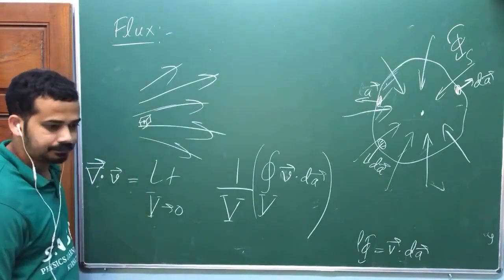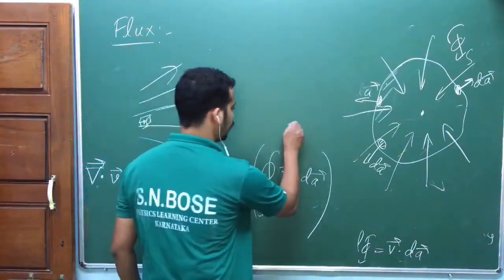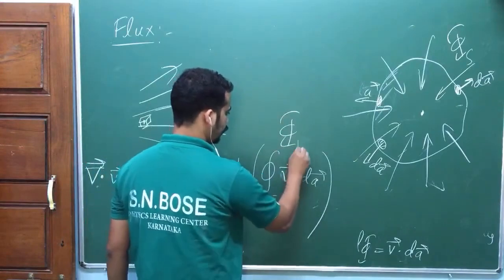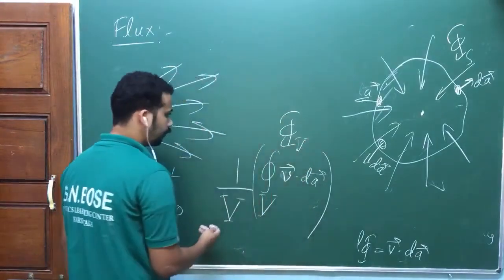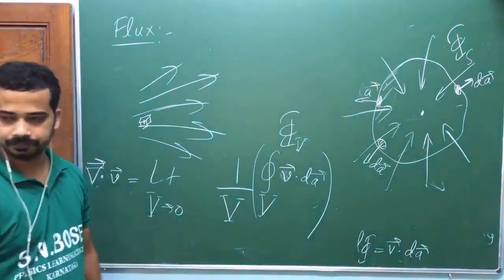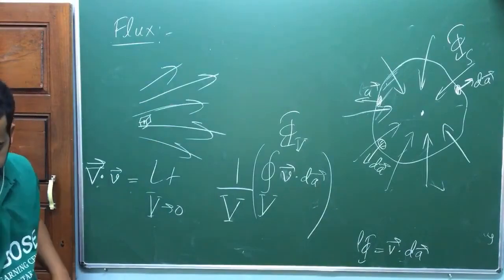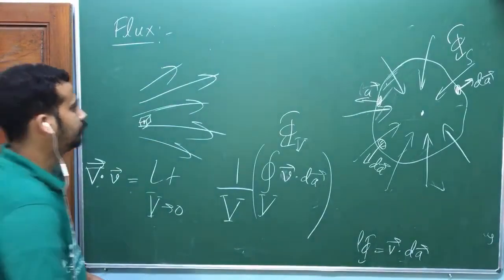Answer this: 1 upon V in the right hand side, sir. 1 upon V. This is flux. Am I right? This is flux through the volume. Divide by volume, that's a flux density. Flux upon volume, that is the density. Is that okay?